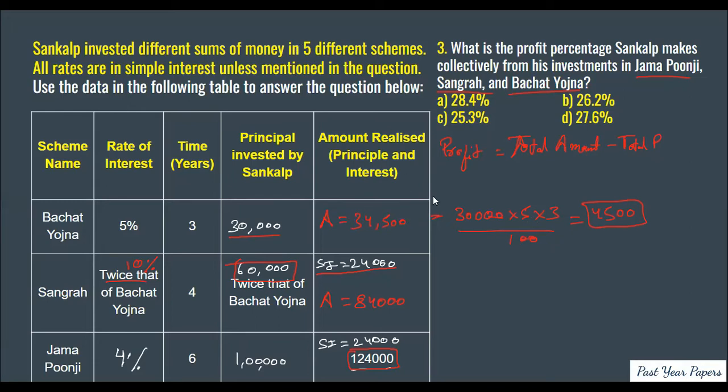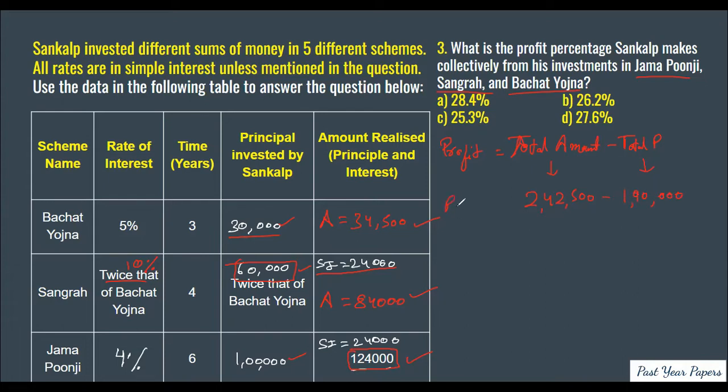Yes. Now we need to find the total amount first. What will be the total amount? We need to add all these three. Quickly add all these three. Okay. Total amount will be 2,42,500. What will be the total principal? We need to add 60,000, 30,000 and 1 lakh. That will be 60 and 30 is 90. That means 1,90,000. This is the total principal.